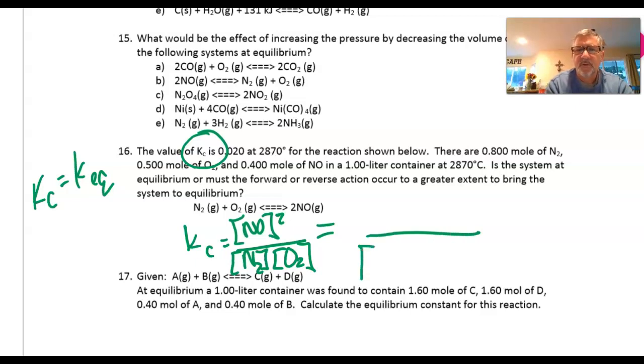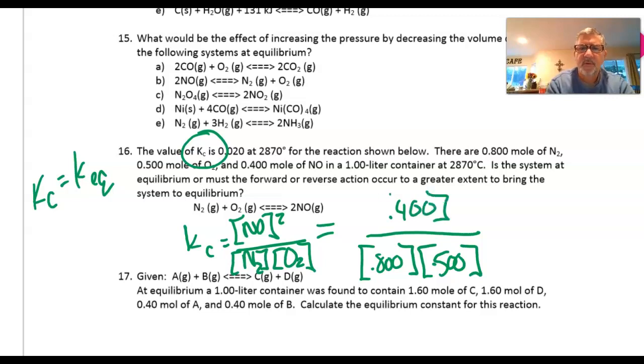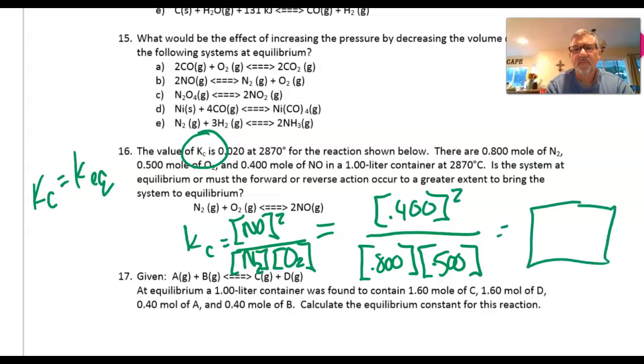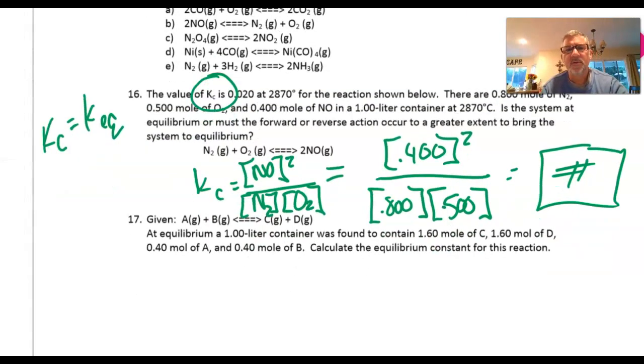There is 0.800 of N2, there's 0.500 of O2, and 0.4 of nitrogen dioxide, but that's the quantity squared. So solve that, and you'll get the value to 3 significant digits. Okay, so that's how you solve those equilibrium problems.